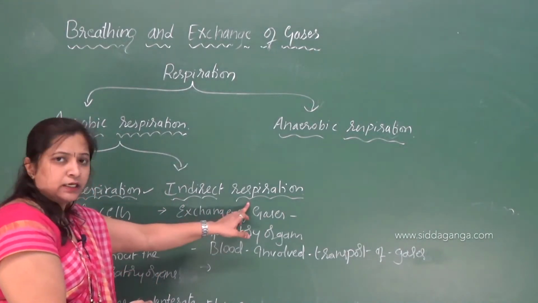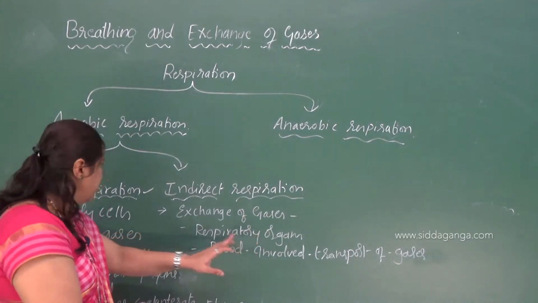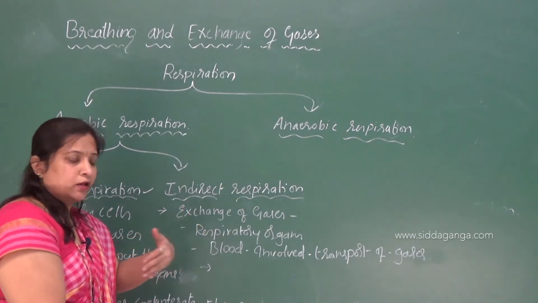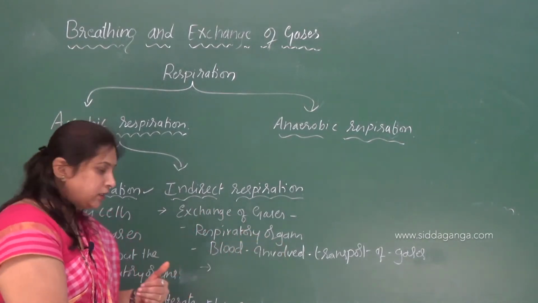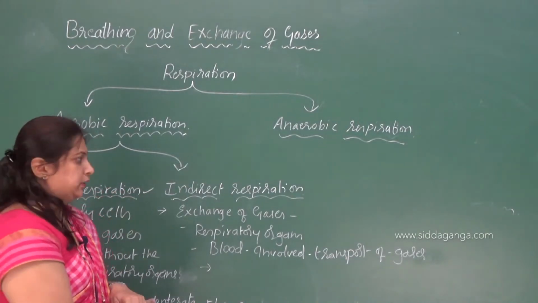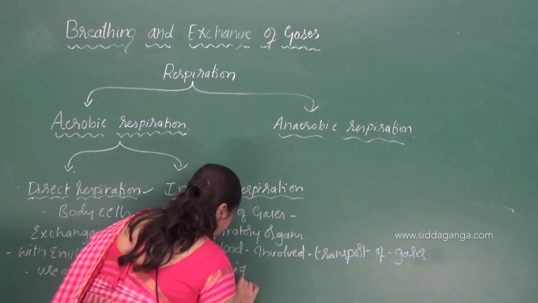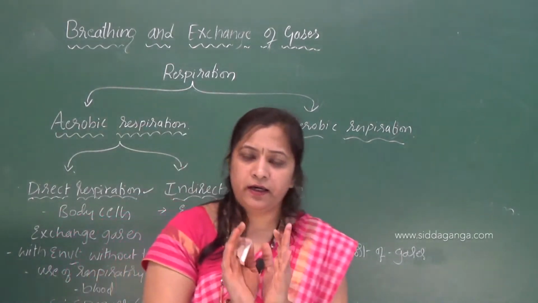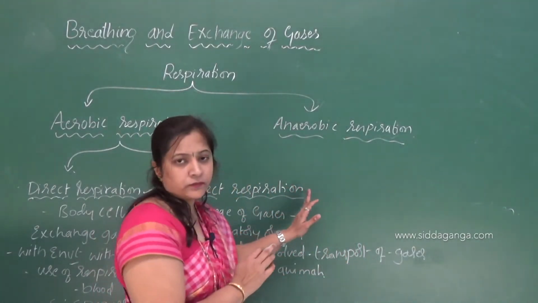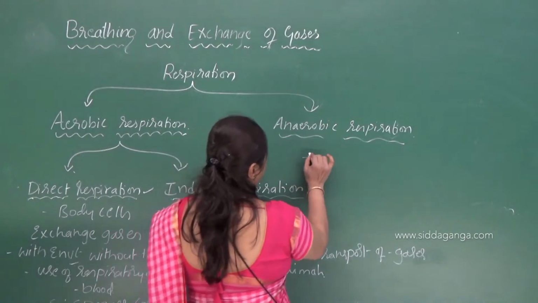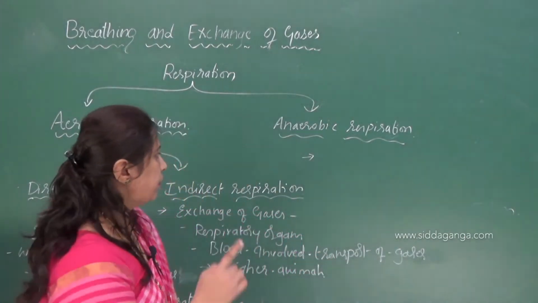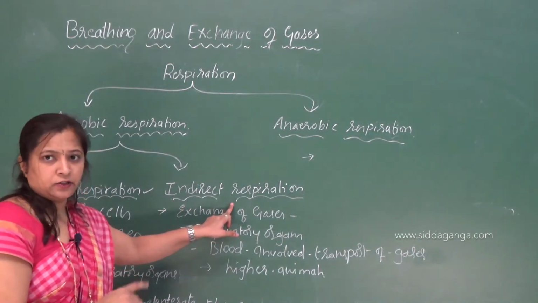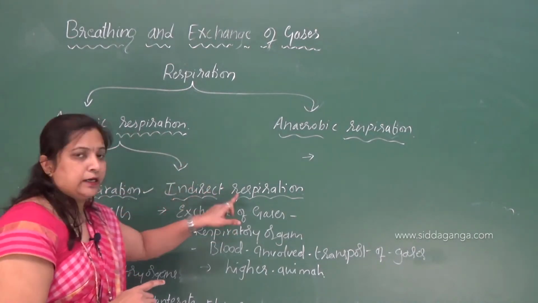Here the respiration is indirect as the respiratory surface is involved. In direct respiration, the respiratory surface is not involved, as the exchange of gases occurs directly between the body cells and the environment. Indirect respiration we see in the case of higher animals. In human beings there is indirect respiration. In human beings, is the type of respiration aerobic or anaerobic? It is aerobic respiration. And is it direct or indirect? It is indirect. So in human beings the respiration is aerobic and indirect.